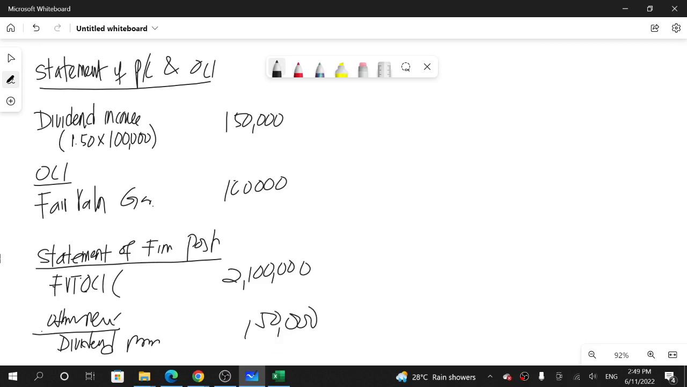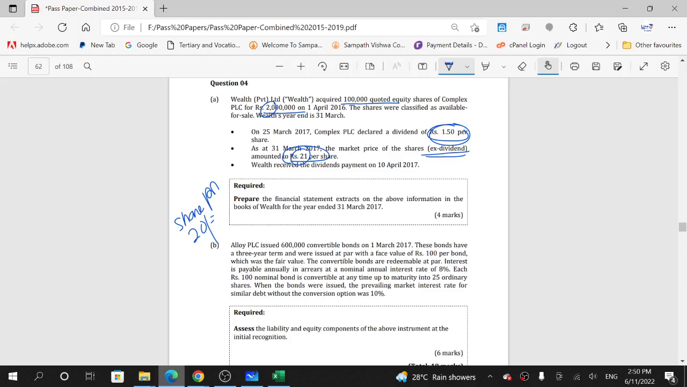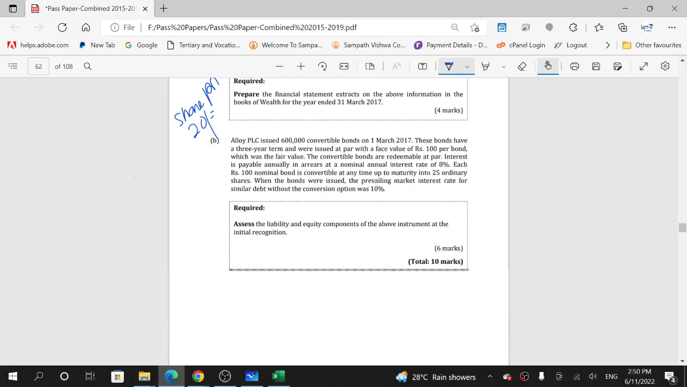So those are the financial statement extract you can show. Right? That is the answer for part 1. Okay. Part 2.